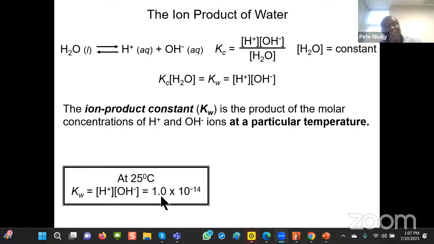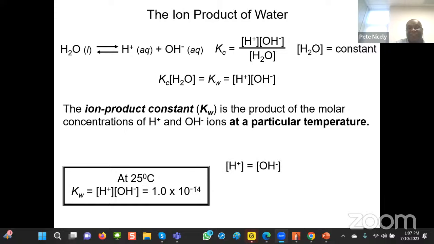At 25 degrees, that Kw is equal to this value right here, 1.0 times 10 to the minus 14, all right? And this is a constant that you'll be using a whole lot when it comes to calculating some other important terms, such as pH and pOH and so on, all right?